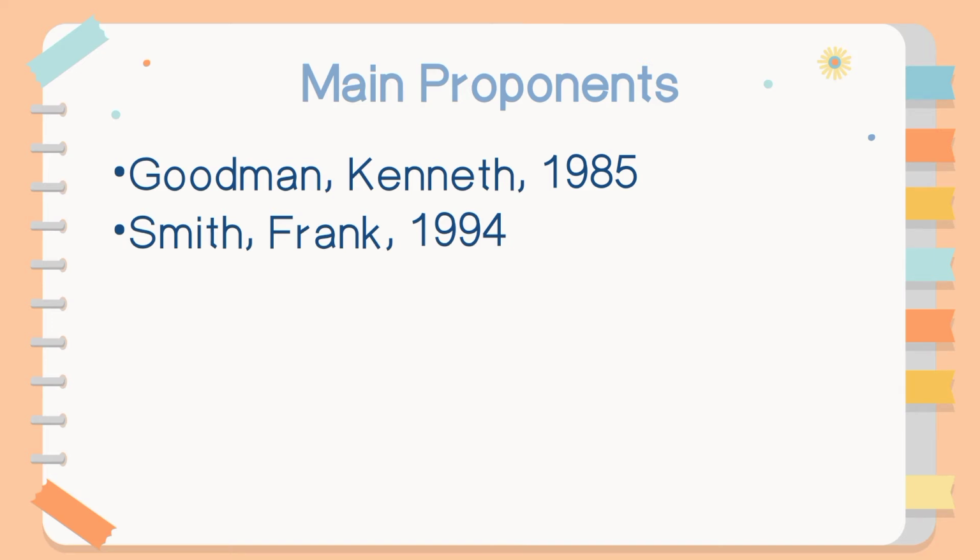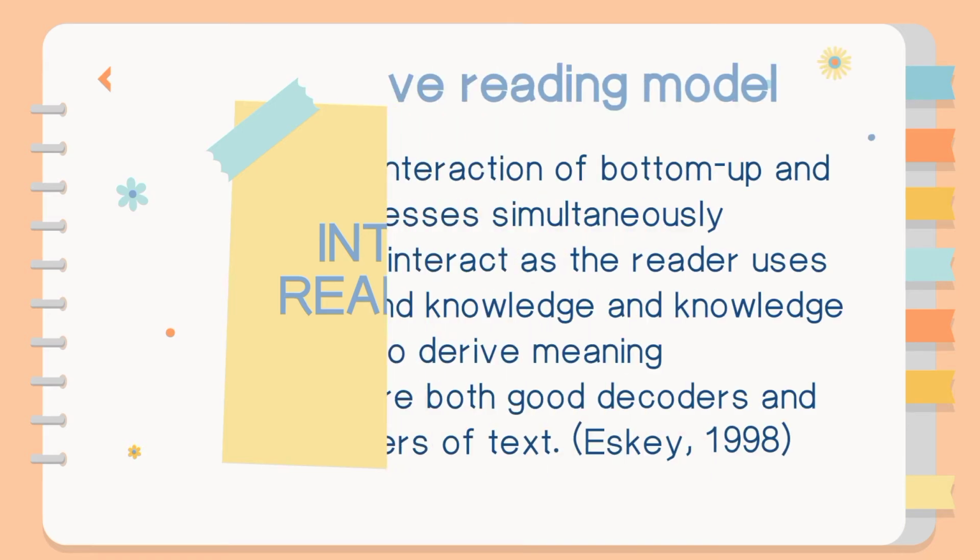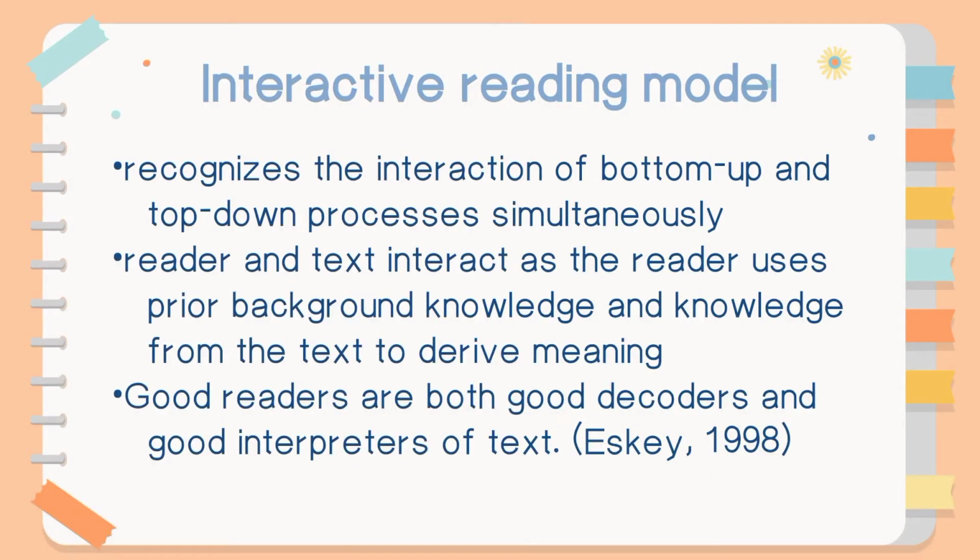Top-down reading models. Now let's proceed to the interactive reading model. The interactive reading model is a reading model that recognizes the interaction of bottom-up and top-down processes simultaneously throughout the reading process. In this model, good readers are both good decoders and good interpreters of text. So the interactive reading model is a combination of the bottom-up and the top-down reading models.